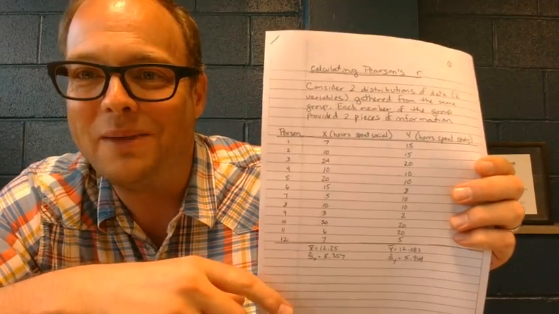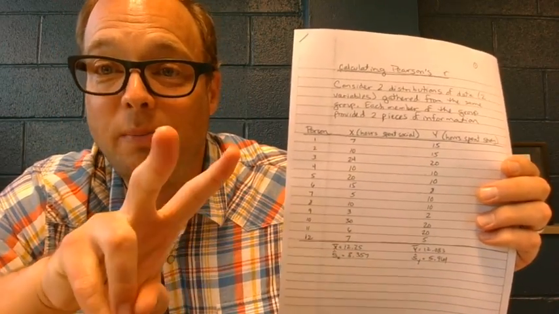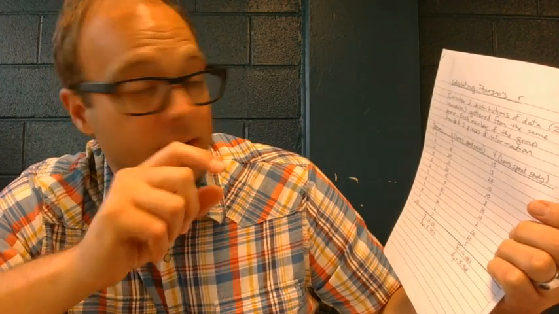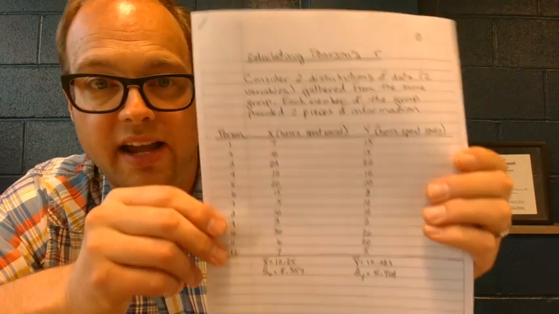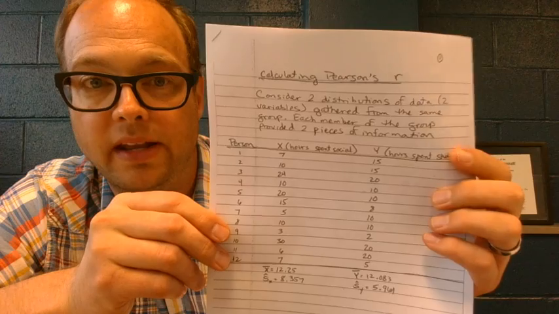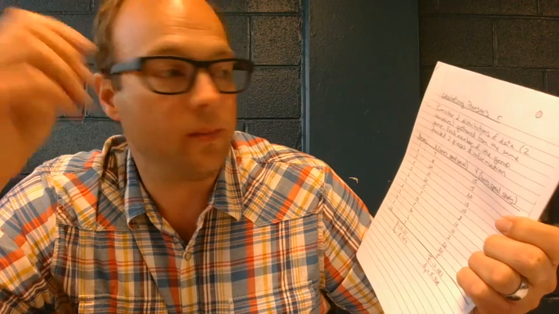Each of those 12 people provided us with two pieces of information. And that information is, they reported for us the hours they spent socializing, as well as the hours that they spend studying. Our X variable is, as you can see from the handout, hours spent socializing, and our Y variable is hours spent studying. And again, each of those 12 people provided us with two pieces of information.